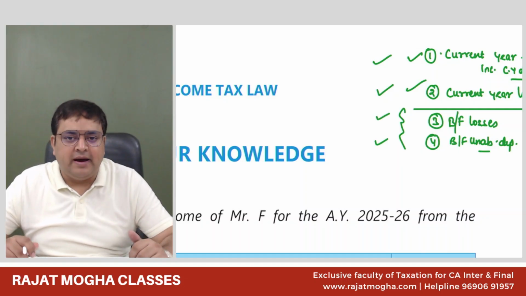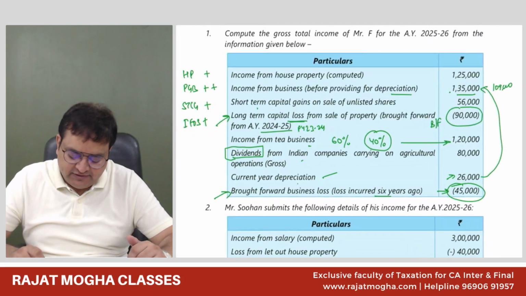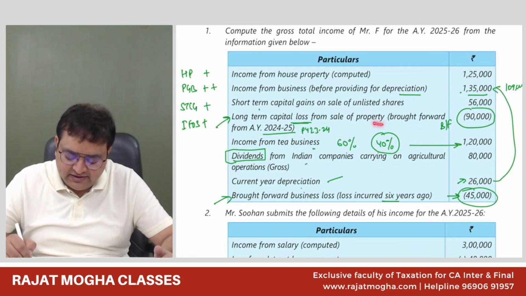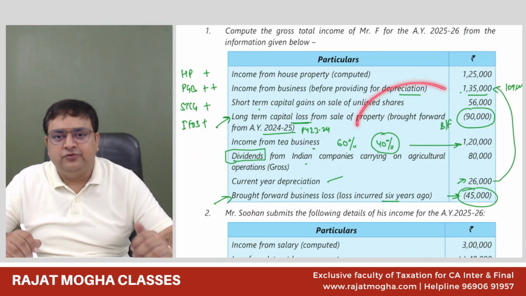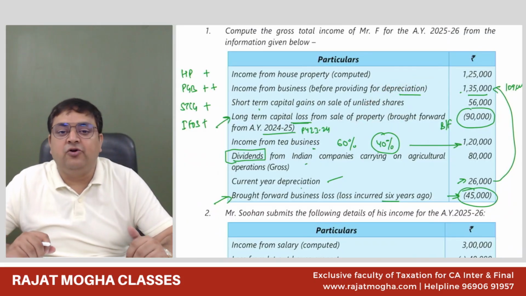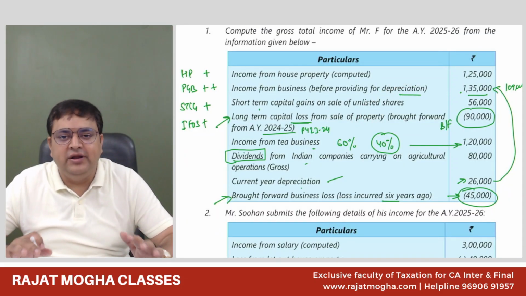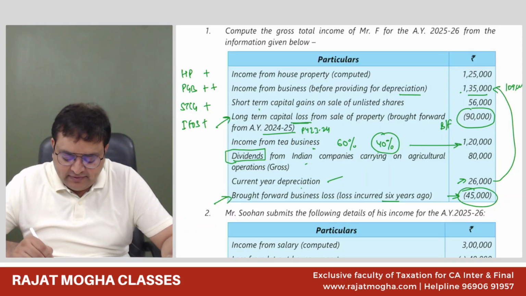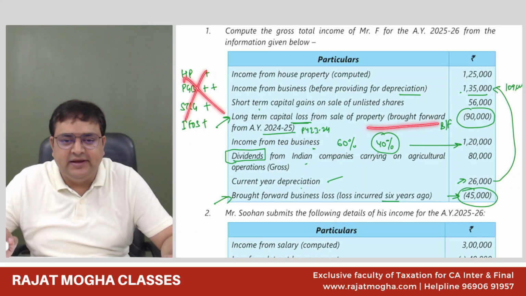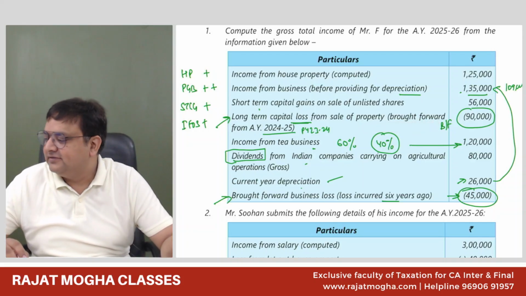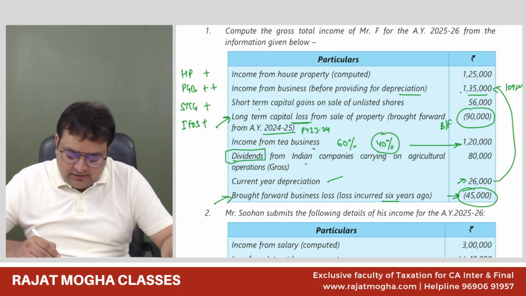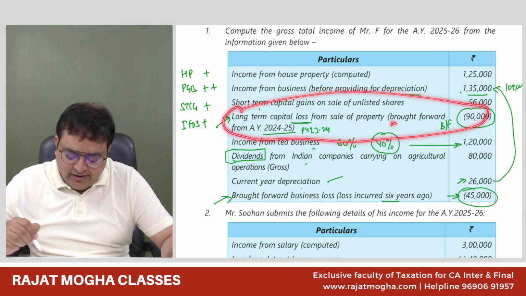One is long-term capital loss. With the long-term capital loss, it is of last year. It can be set off. But long-term capital loss cannot be set off from other types of heads. Only from long-term capital gain it can be set off. Again we can't set it off because we don't have any long-term capital gain over here. Everybody okay with this? Yes, sir. So this needs to be carried forward.